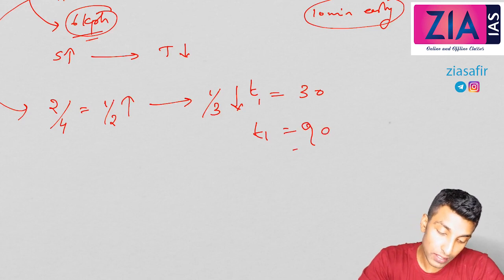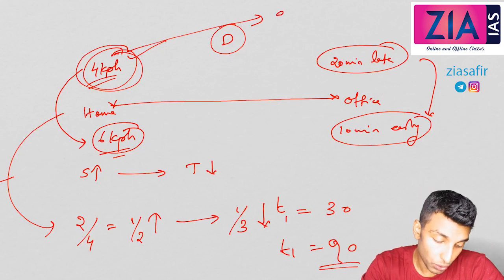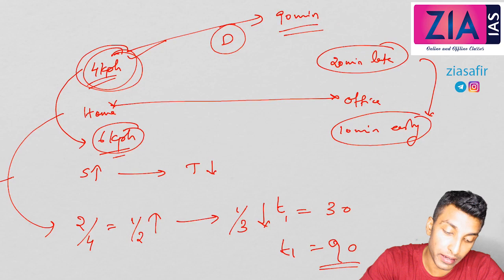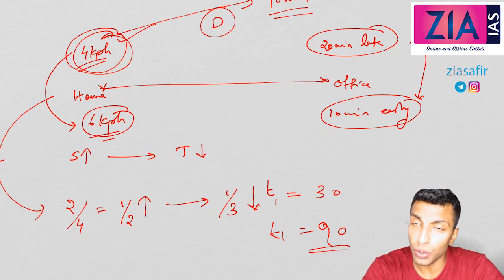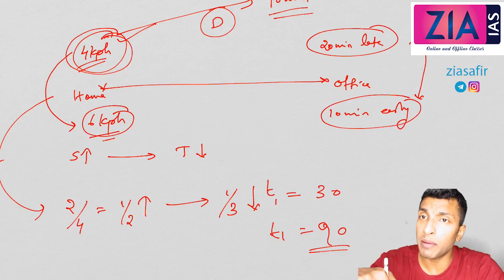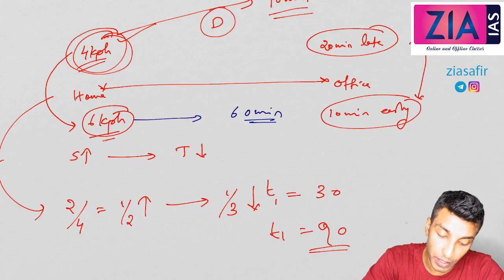So what is T1 now? That is 90. Okay, so that means when you travel at 4 km/h, you are taking 90 minutes. That's it. So if you're traveling at 6 km/h, how much time are you taking? 90 minus 30, because there is a change in time. 90 minus 30, that is 60 minutes.